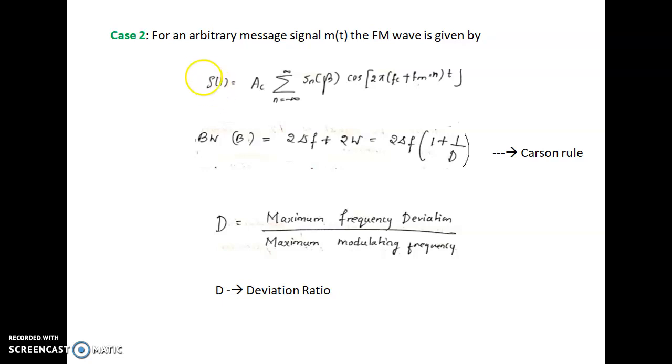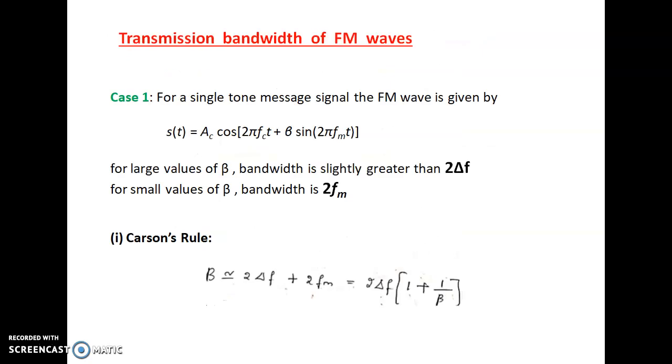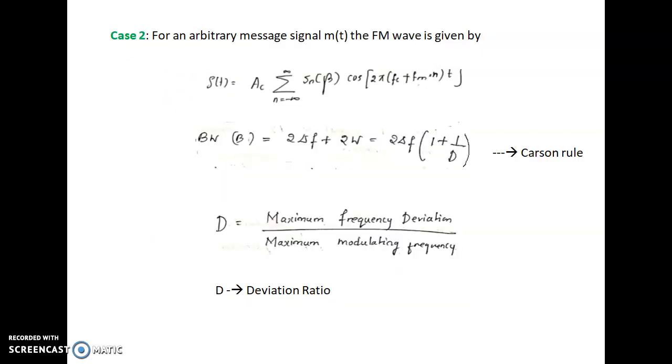that is wideband FM. S of t is given by Ac into Bessel function into cos term. The bandwidth of such an FM wave, for an arbitrary message signal, is given by 2 delta F plus 2W. Look at this. This is also Carson's rule: 2 into frequency deviation plus 2W. So what is this W? W is nothing but the maximum frequency component in that message signal m of t.